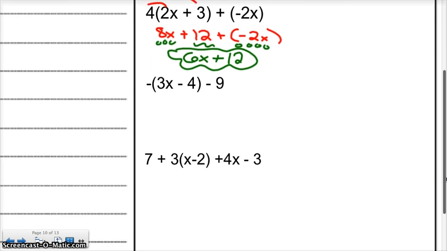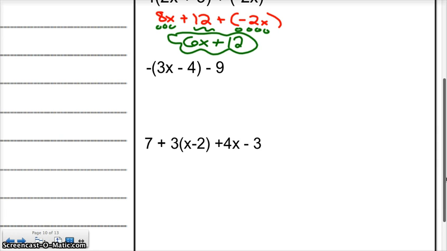Oh man, another one with just a little negative sticking out. I'm going to just write a 1. This is negative 1. That looks really weird. It looks like a backwards T, sideways T. This is just negative 1 times all that. Negative 1 times 3 is a negative 3x minus negative 1 times 4 is a negative 4 minus 9.